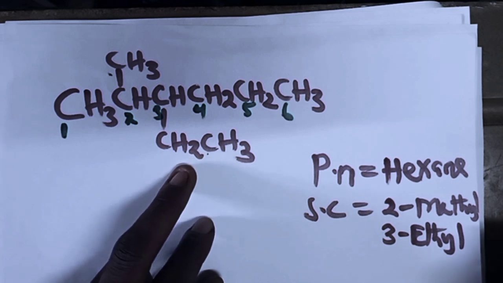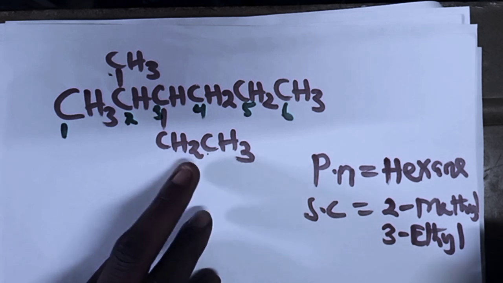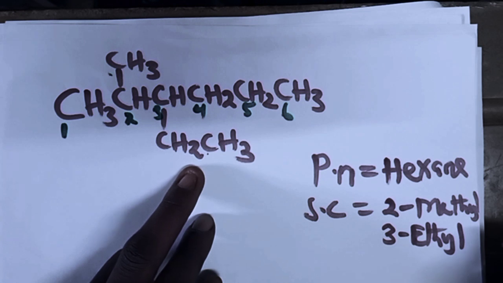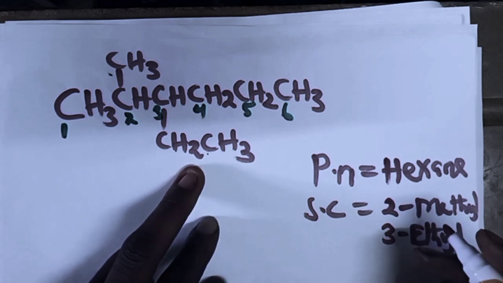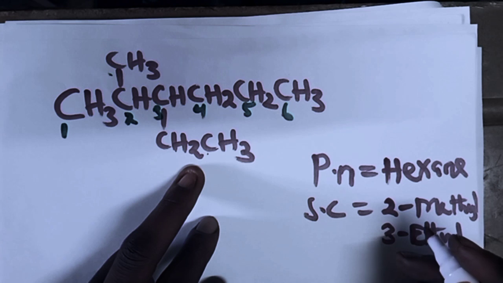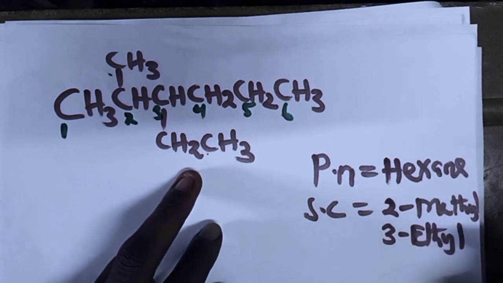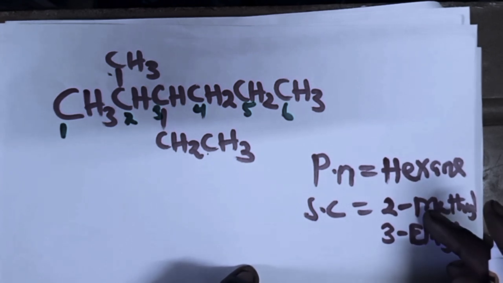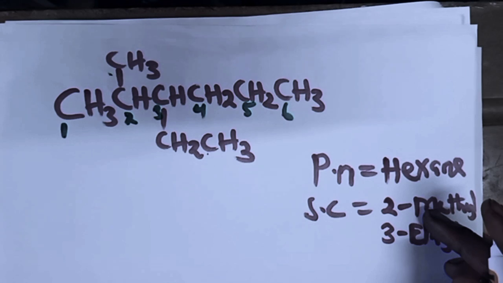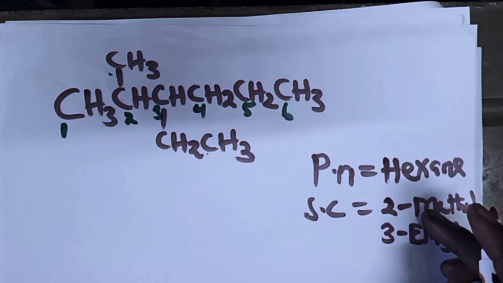Okay? If it was propane, it was going to be propyl. Butane, butyl. Pentane, pentyl. Hexyl. Heptyl. Octyl. Nonyl. Decyl. Okay? Just like that. So we have these side chains. What is the next rule? Rule number 4. Use di, tri, tetra for a same side chain.